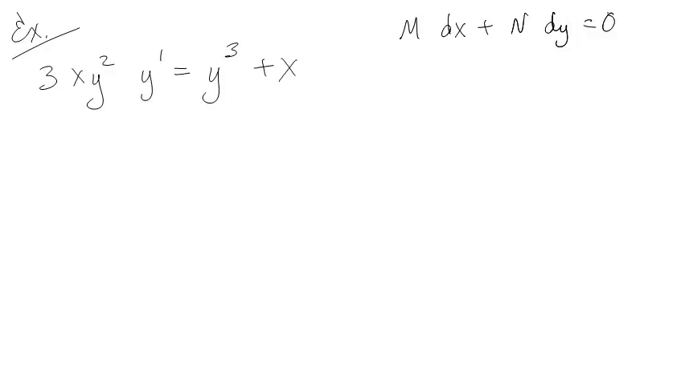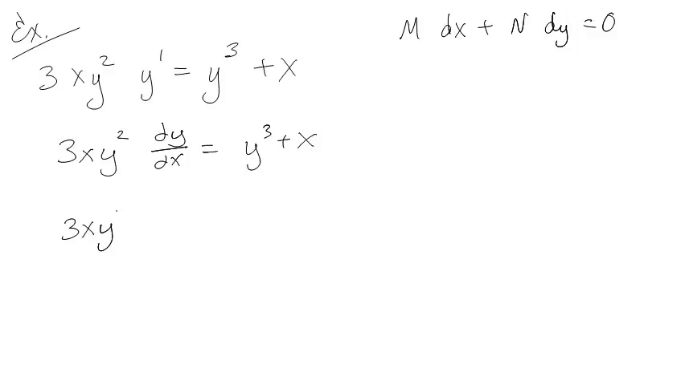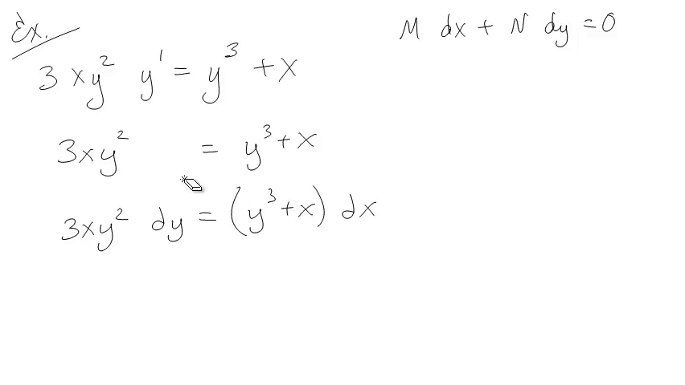And we'll assume that that happened. Okay, so I've got 3x squared dy dx equals y cubed plus x. 3xy squared dy equals y cubed plus x dx. How am I doing partials now? I've just got partials on the brain. dy dx dx.